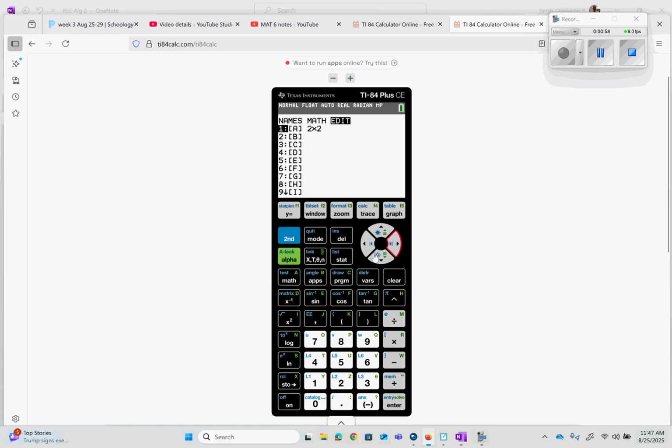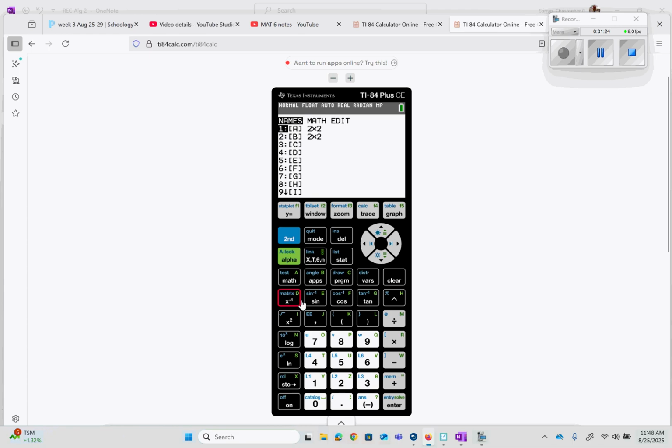It looks like B is also a 2 by 2. So I'm going to have 0, -4, -2, and 3. And then go ahead and quit out of that.